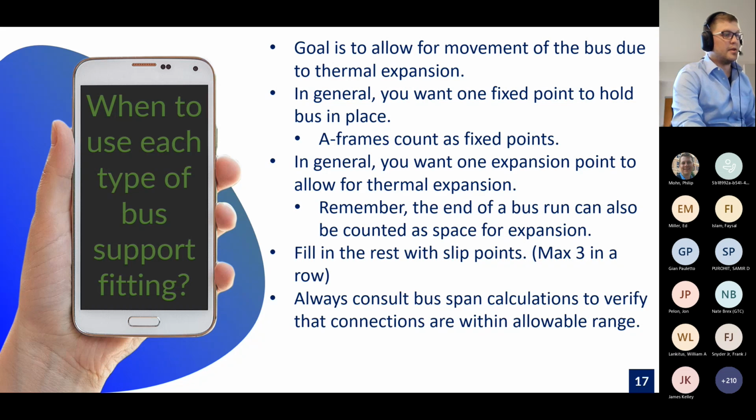But as I was saying, with the idea of what types to choose in what order, you can count an A-frame typically as another rigid position, and you always want at least one expansion point, which you could say the end of a bus run could be an expansion point. But at a max, you can fill in 3 slips in a row. The danger with adding multiple slip fits in a row is you need to make sure your bus calcs are okay, because it risks the chance of the bus binding up at one of those slip points when it's not supposed to be.